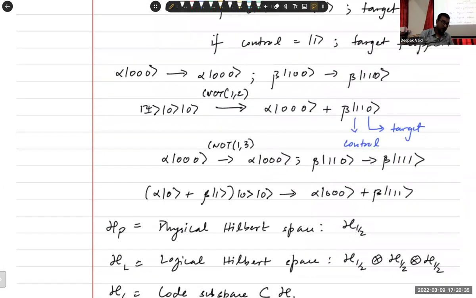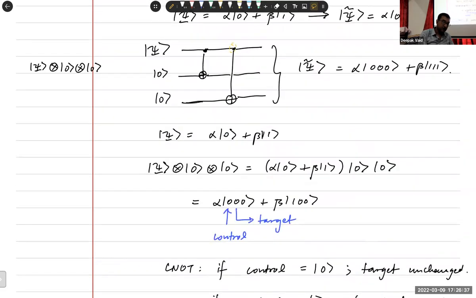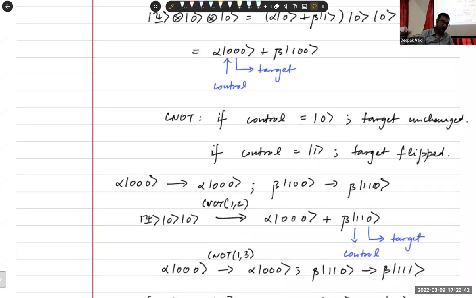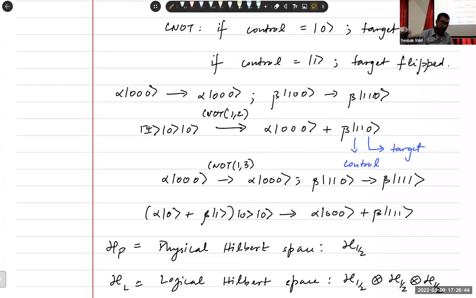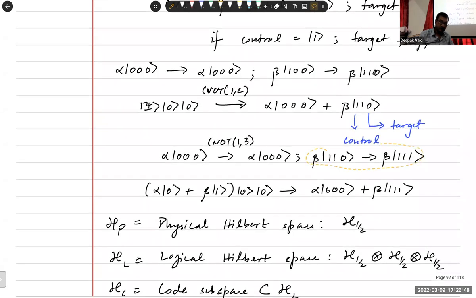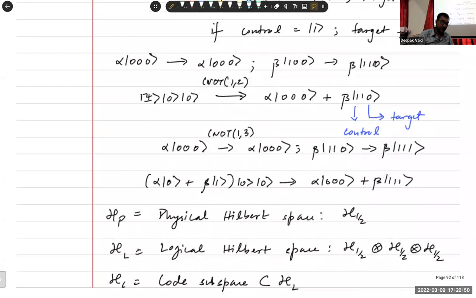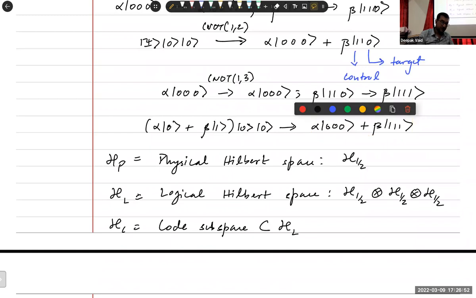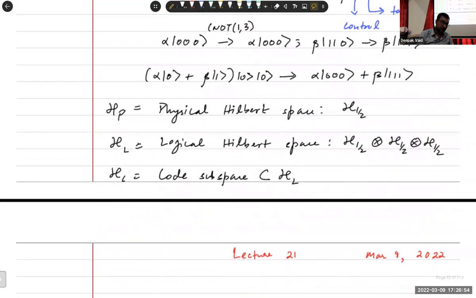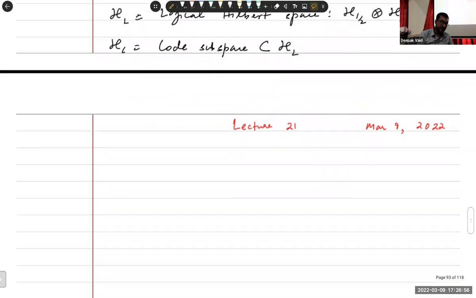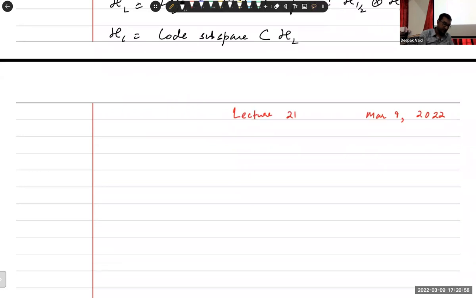Then you apply the C naught gate again, using this as your control and this is your target. And once again, nothing happens to the first state, but the second state goes to 111, right? So you end up in this state, right? And this is called a cat state. There's a word for it. States of this form are called cat states.